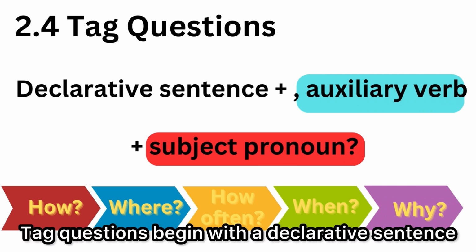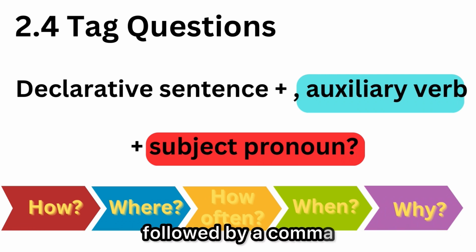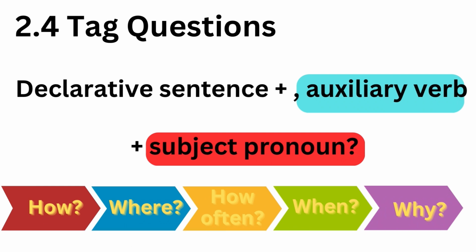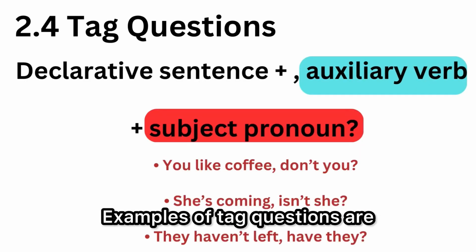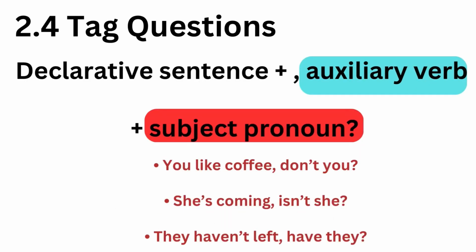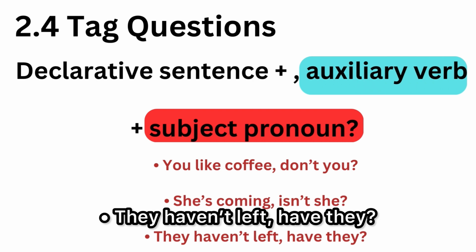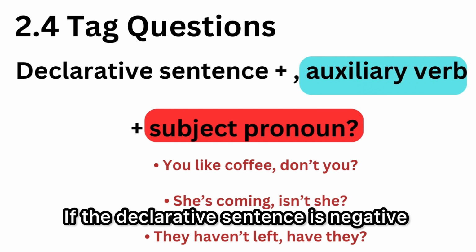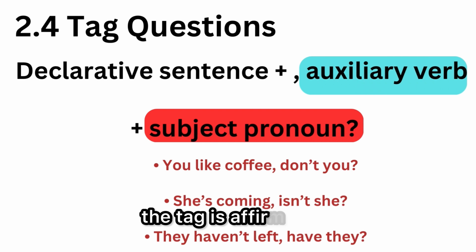The last type of the interrogative sentences is tag questions. Tag questions begin with a declarative sentence, followed by a comma, then an auxiliary verb and a subject pronoun with the question mark. Examples of tag questions are: You like coffee, don't you? She's coming, isn't she? They haven't left, have they? If the declarative sentence is affirmative, the tag is negative. If the declarative sentence is negative, the tag is affirmative.